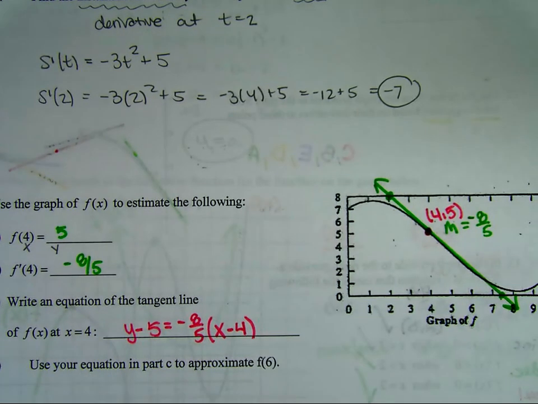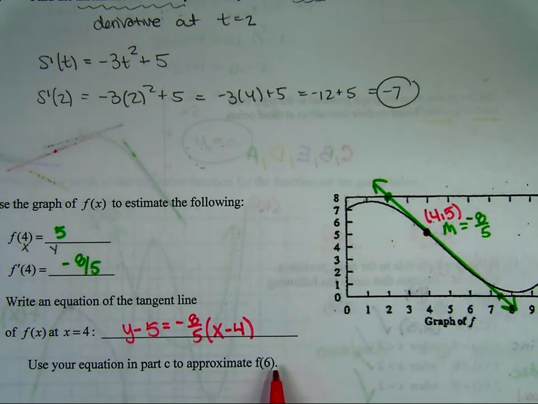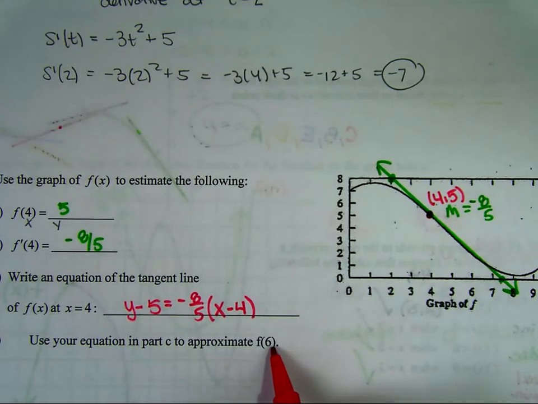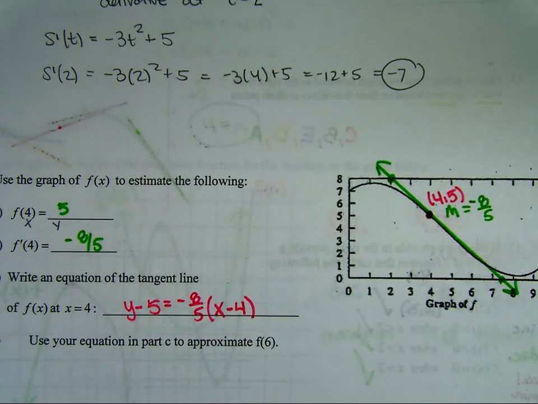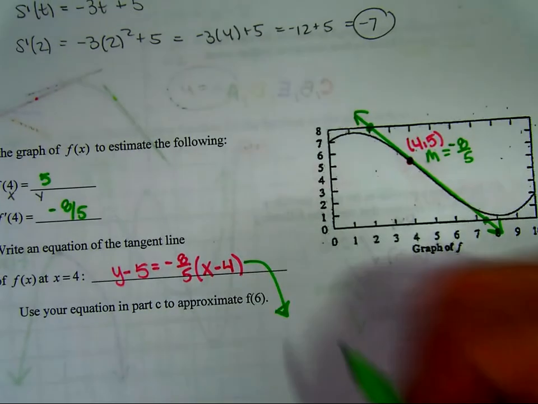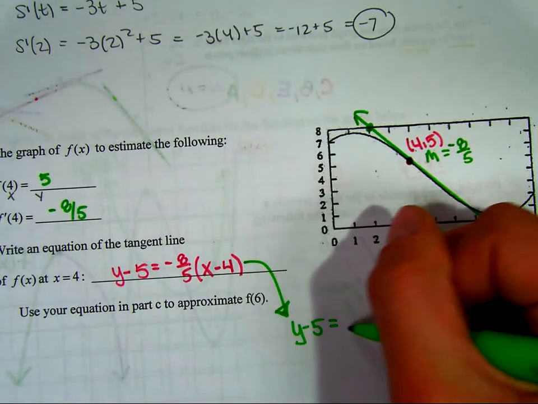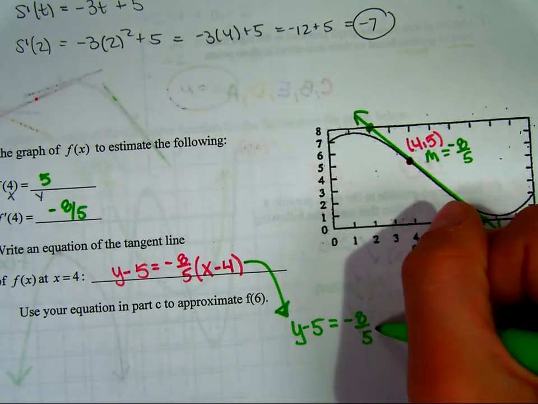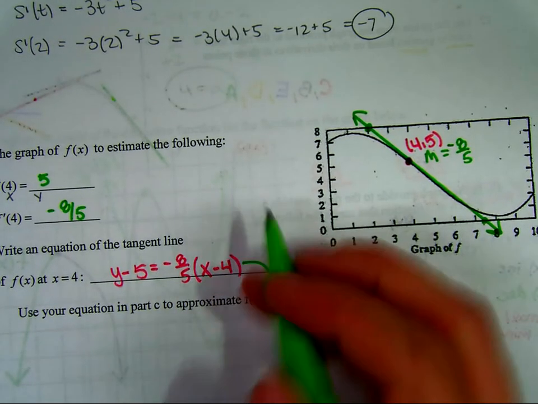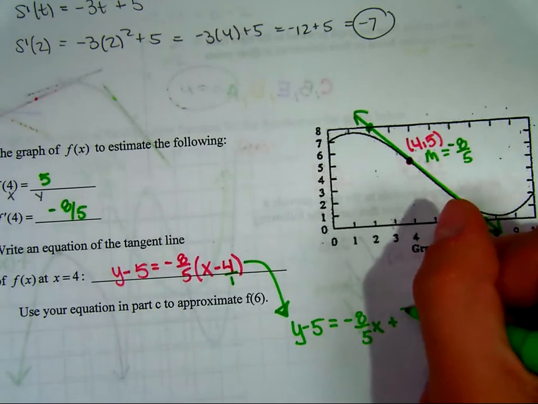And then it says, use your equation in part C to approximate f of 6. Remember, we don't have that function f to plug in. We could look at the graph, but a good approximation is just plugging it into the tangent line. So I might do some work here with this tangent line. I might put it in y equals mx plus b first, if we just copy it. Y minus 5 equals negative 8/5 x plus 8 times 4 is 32 over 5. We could even make that a fraction. Get 32 over 5 there.